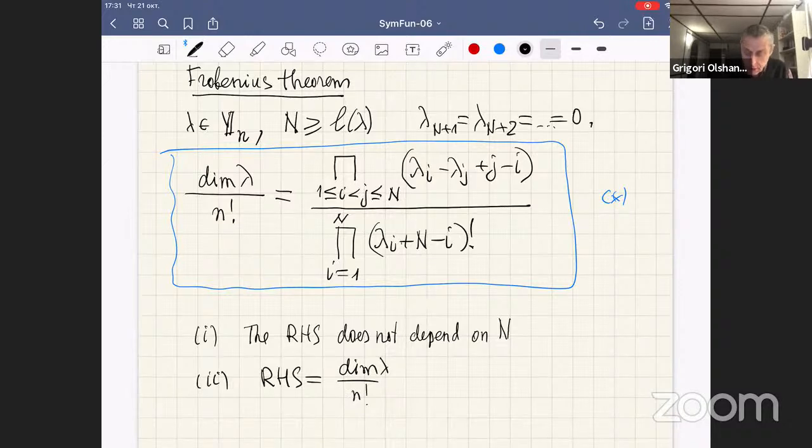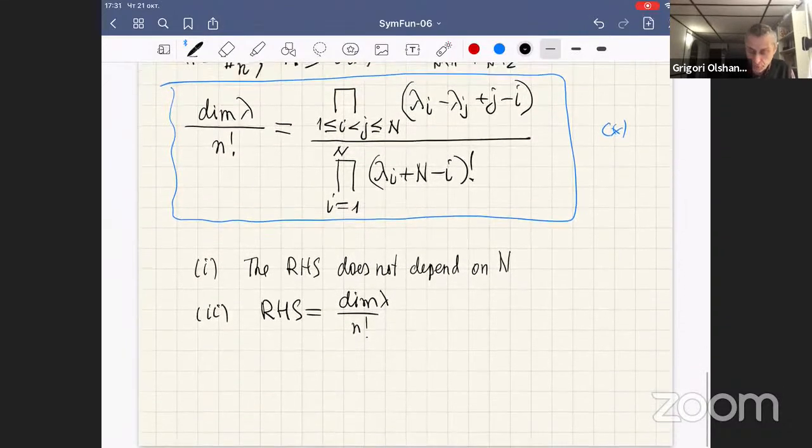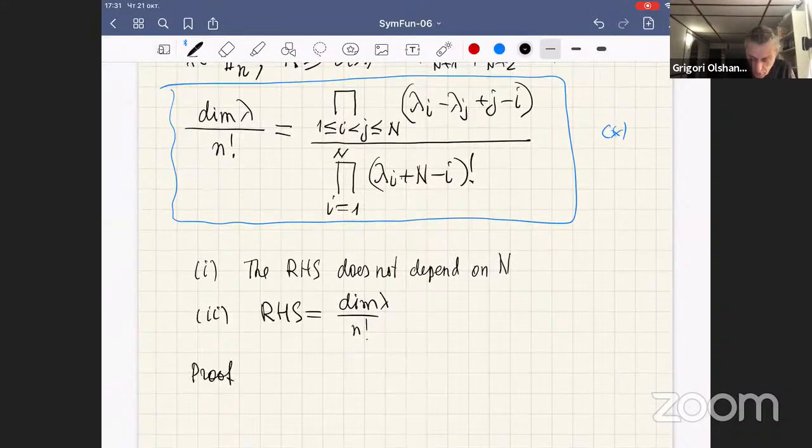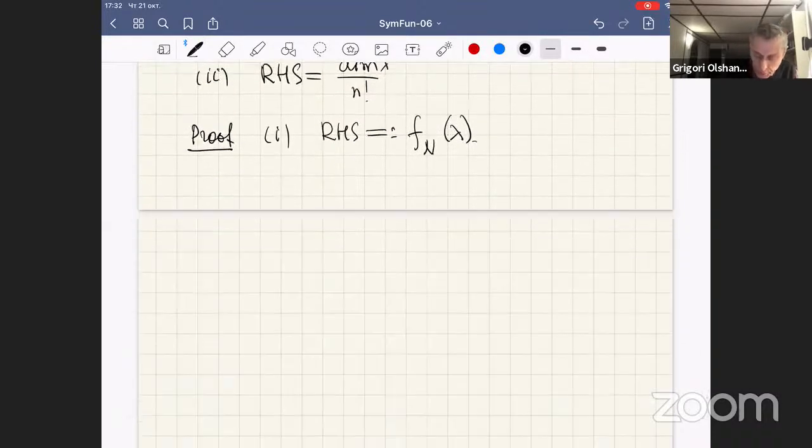So the first claim is easy. It's easy to see. So, proof. How to prove the first claim? Just look at what happens. Let's denote the right-hand side, let's take some notation. Denote it as follows. So we want to show that f lambda is stable as n grows.